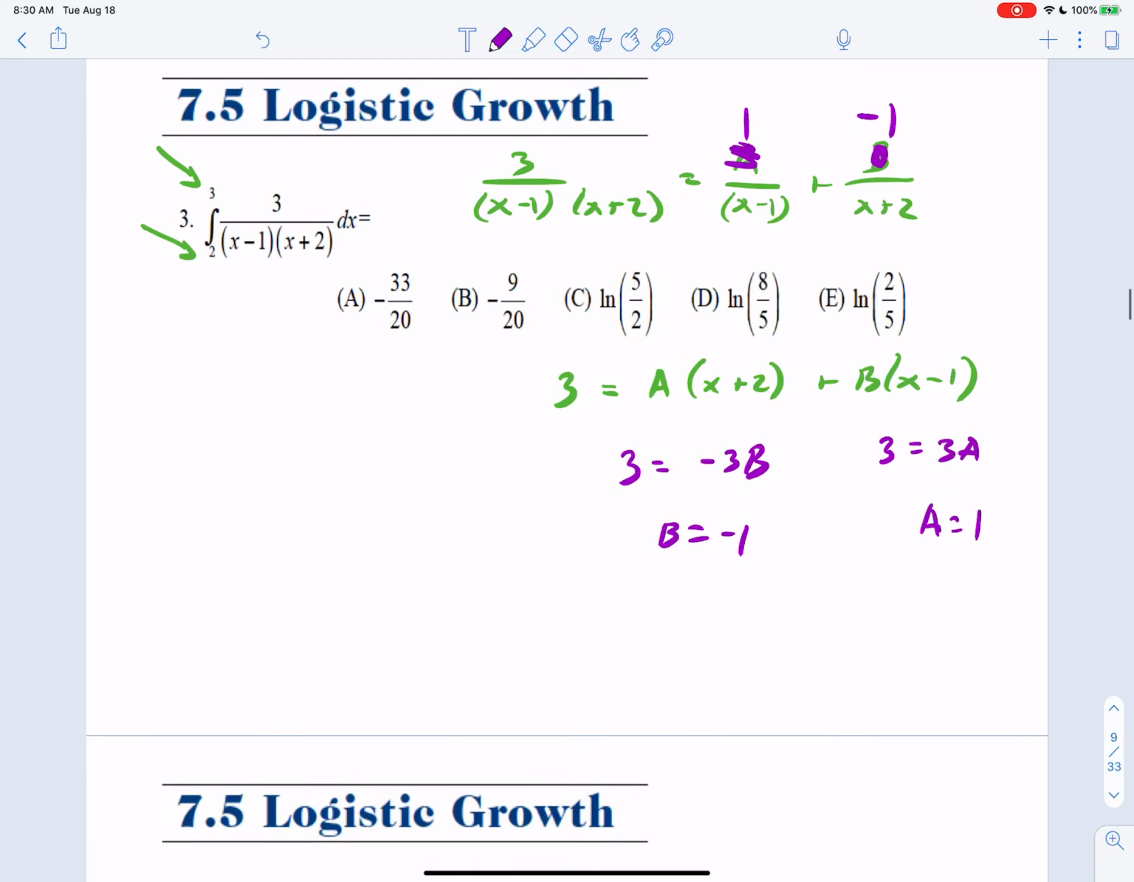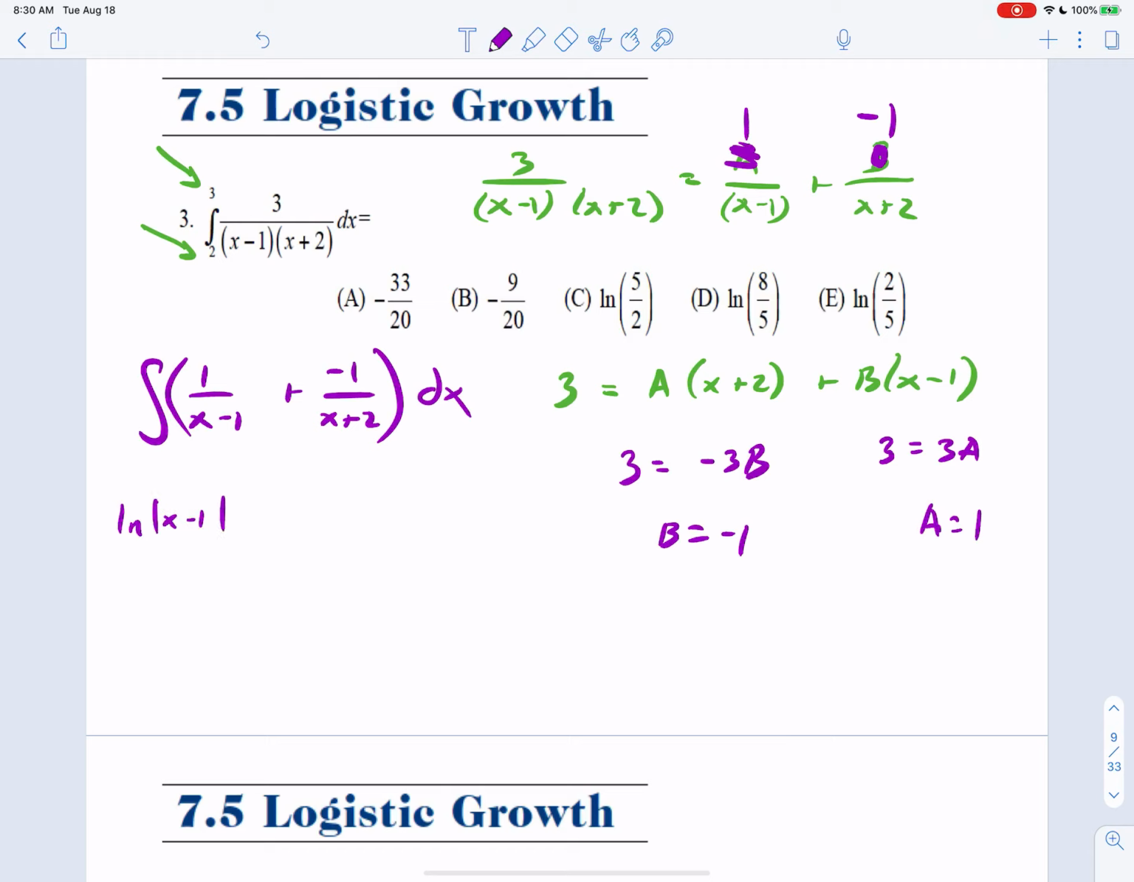Okay, so let's integrate that there. So the integral of 1 over x minus 1 plus negative 1 over x plus 2 dx. That should give me the natural log of x minus 1 minus the natural log of x plus 2. And we're going from 2 to 3. So you do have to do a little bit of work here.